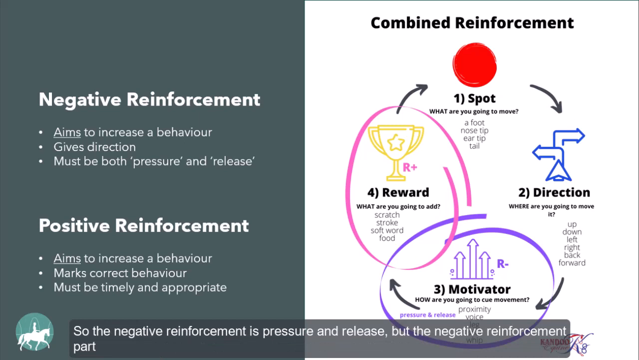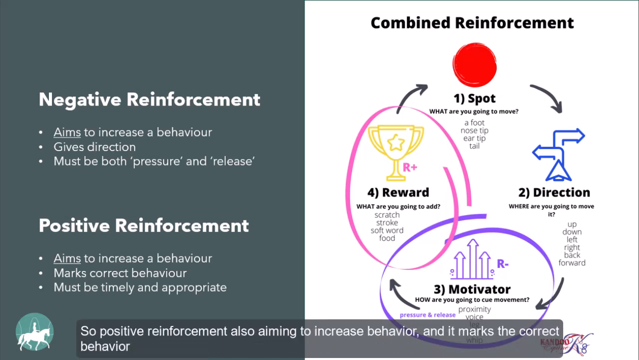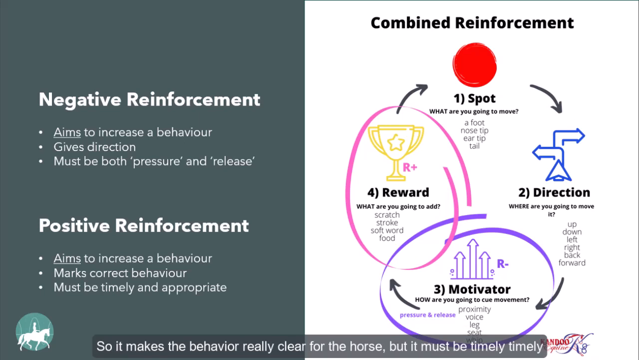But the negative reinforcement part often gives the horse the direction. So positive reinforcement, also aiming to increase the behavior, marks the correct behavior. So it makes the behavior really clear for the horse, but it must be timely and appropriate.